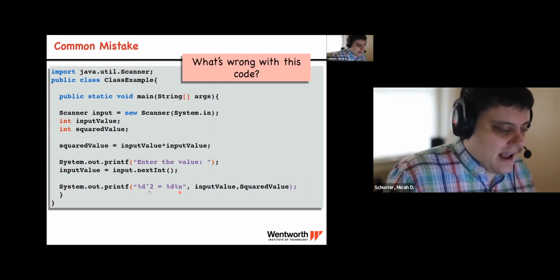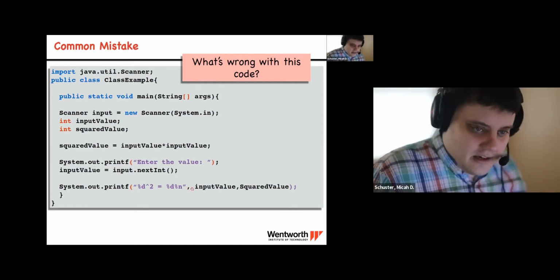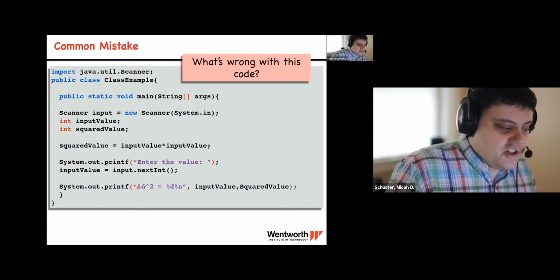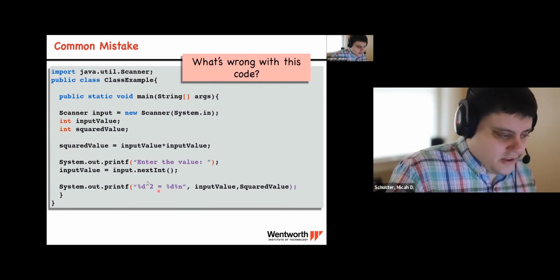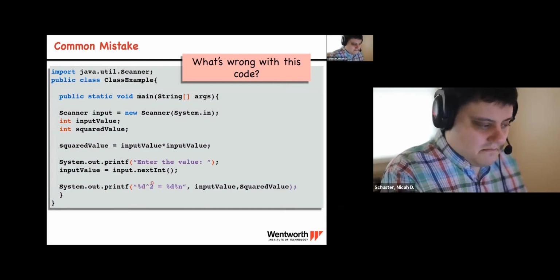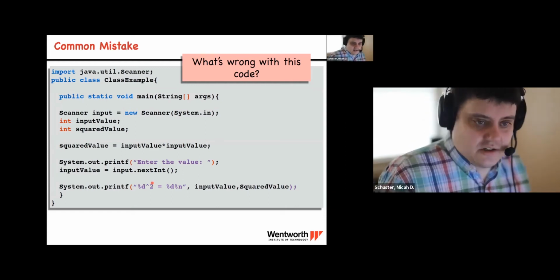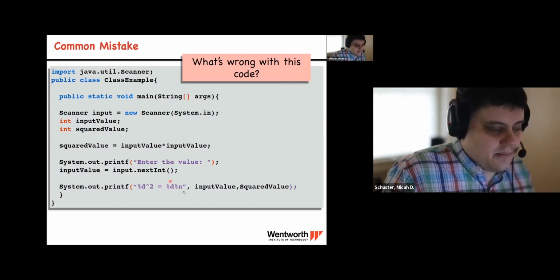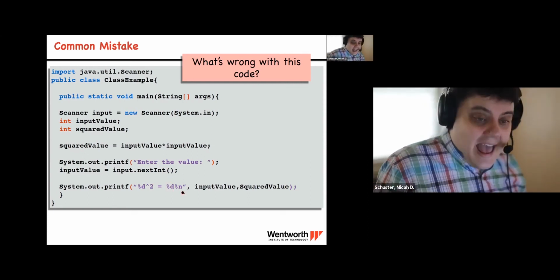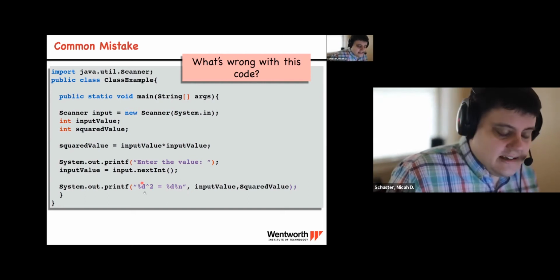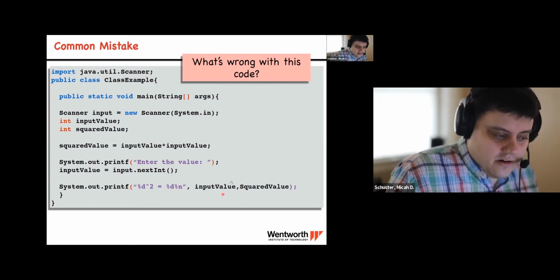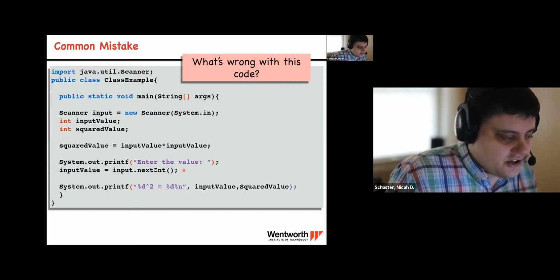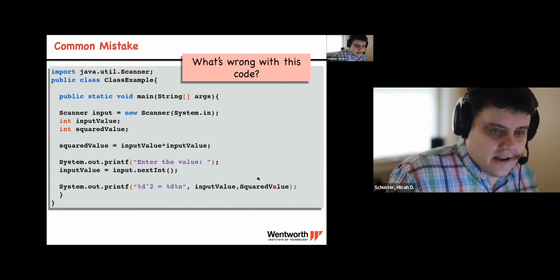In this case, it's printing out something maybe a little bit more complicated than just a regular string. It's going to do a %d and then a $2. The $2 is printed verbatim, so it's not doing anything special. It's just text that's being printed. And then we have an equals, and we have another %d and a %n. Remember, %n is new line. %d takes the value from the list after your string, after what you're printing. Input value is first, so that's going to go here. Squared value is second, so that's going to go into this %d.